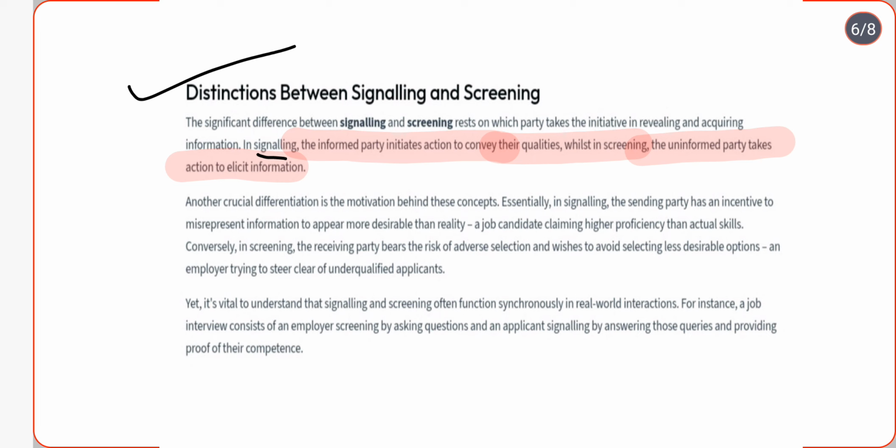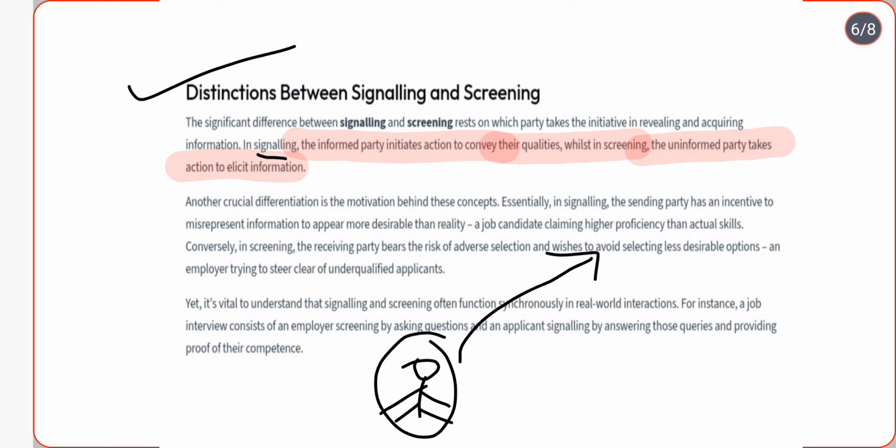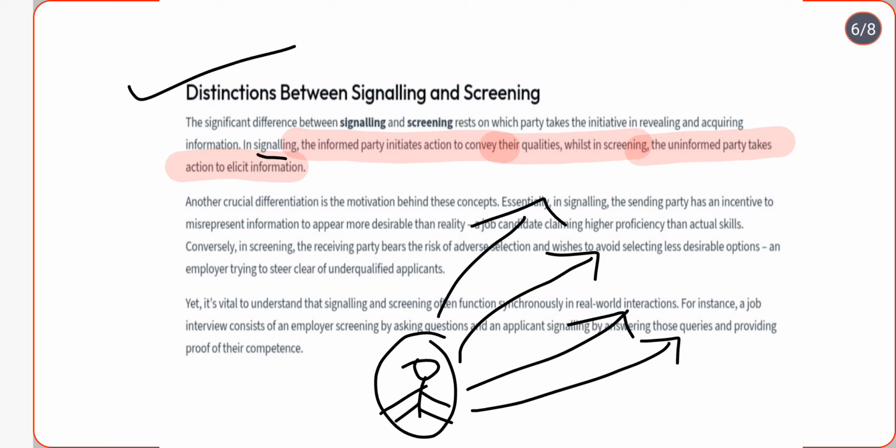informed, right? That means, obviously, the person who is giving a job interview, who is much more informed about himself, so he can give signals about his degree, about his education, about his knowledge. He can convey it in different answers to the questions that are asked by the interviewer, right? So the ball is in the court of the candidate here, the more informed party. So that is basically signaling.